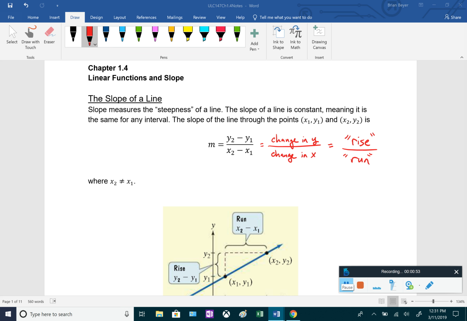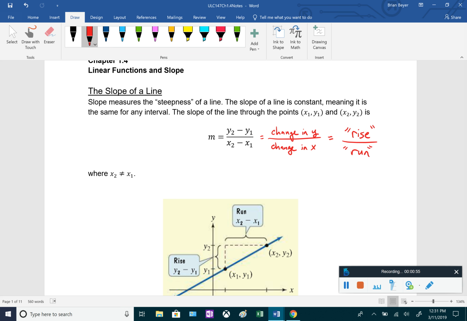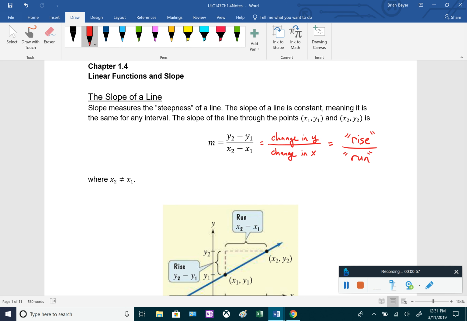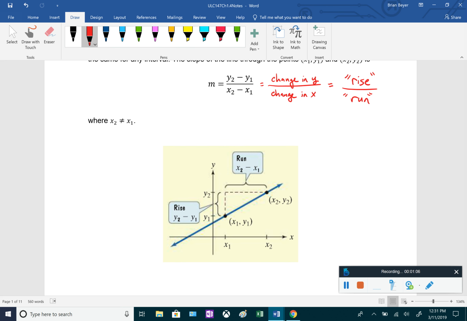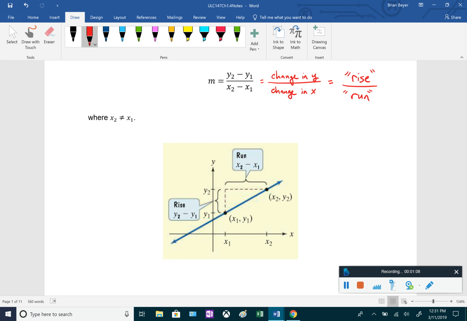Rise being the change in y, it's called rise because the y values are vertical, so it's rising. And change in x would be the run part. Run, change in x is horizontal, so run being a horizontal distance. So I put a little note here where the x values cannot be equal, x2 cannot equal x1. We'll see why that is on the next page.